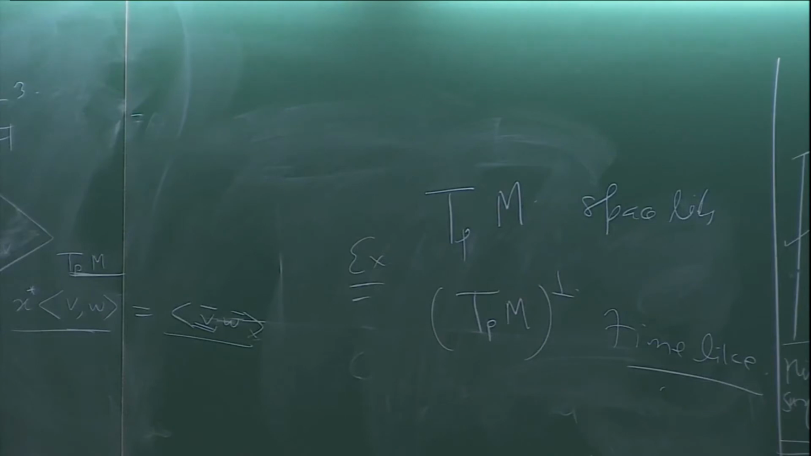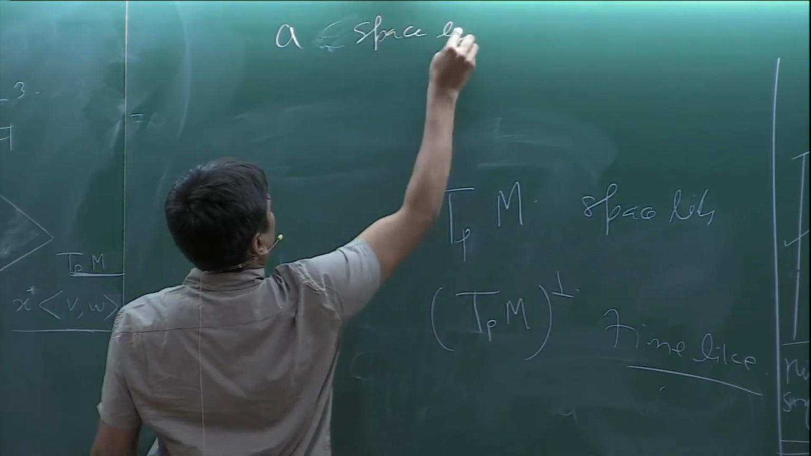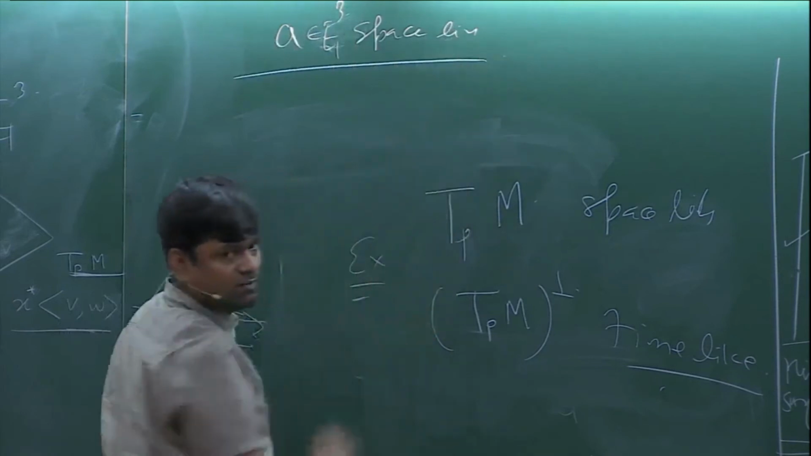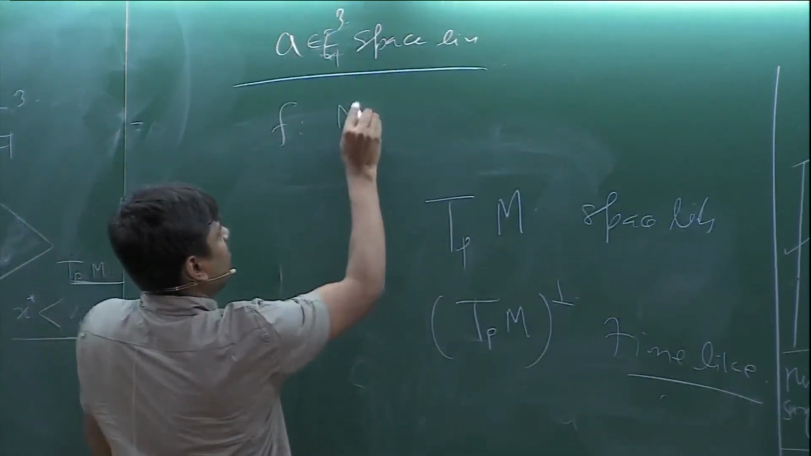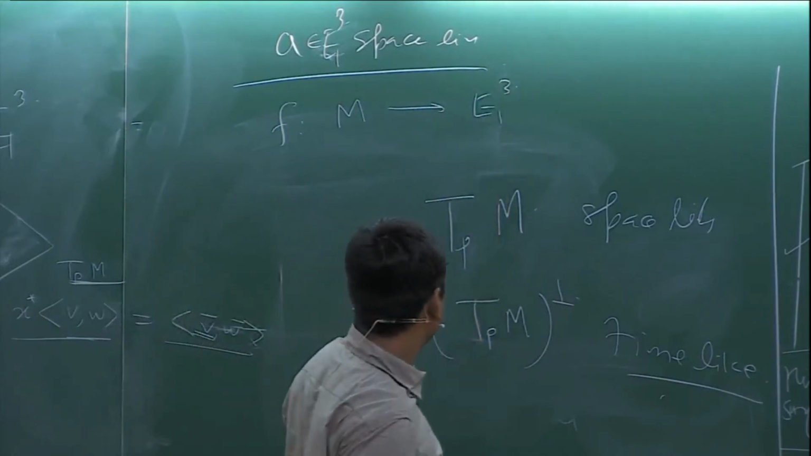Somehow, as soon as you have compactness, what is the basic technique which most of the time you use? On compact surfaces, continuous maps attain maxima and minima. This type of thing we will use. So let us take A to be a vector in E13, space-like. Start from here and write down a map F from M to E13.